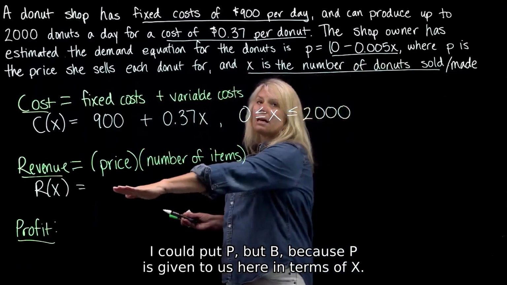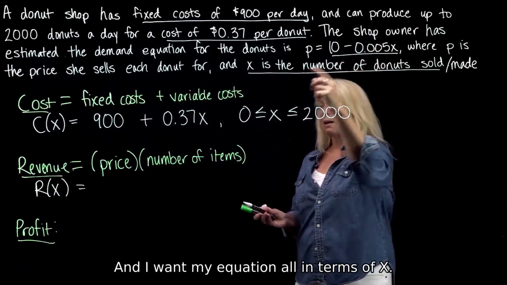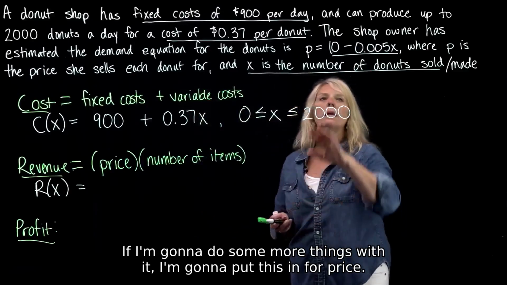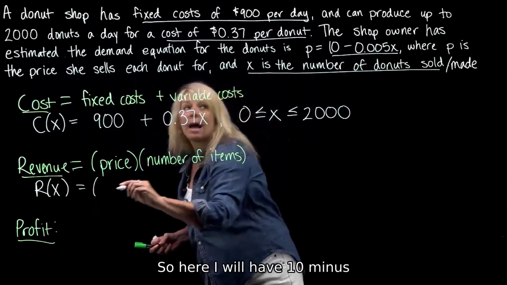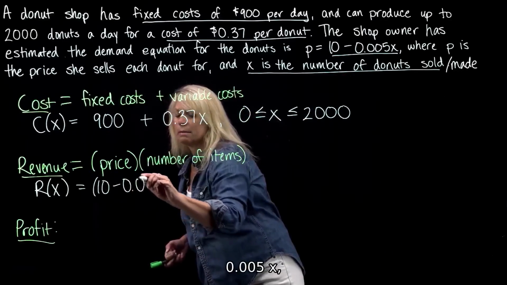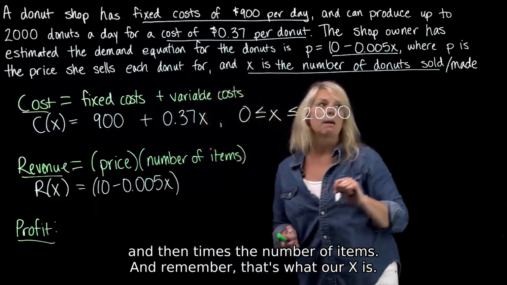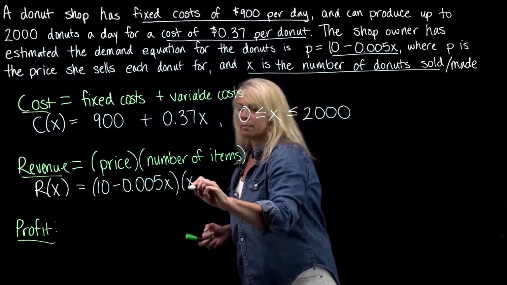I could put P, but because P is given to us here in terms of X, and I want my equation all in terms of X, if I'm going to do some more things with it, I'm going to put this in for price. So here I will have 10 minus 0.005x, and then times the number of items. And remember, that's what our X is.